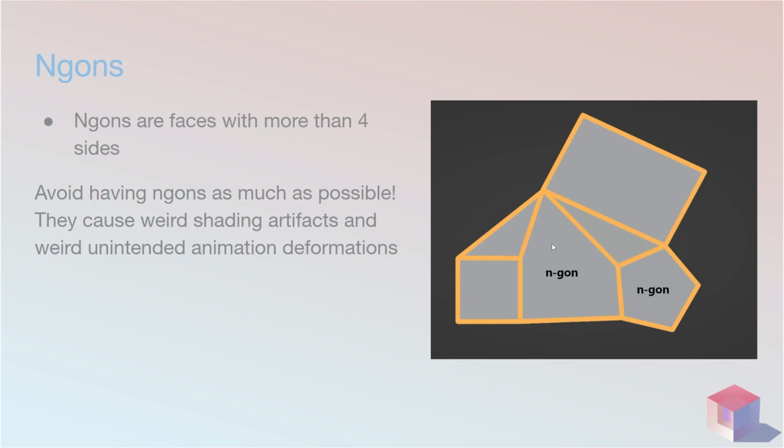What you don't want are these n-gons. N-gons are any faces with more than four sides. So you can see how this one has one, two, three, four, and five sides. And this one has one, two, three, four, five sides. These are really, really bad because they cause really weird shading artifacts. And when you end up animating and deforming them using rigging and that type of thing, they have a lot of weird deformations and cause unintended consequences. So really try to avoid n-gons as much as possible. Try to keep them all as quads.